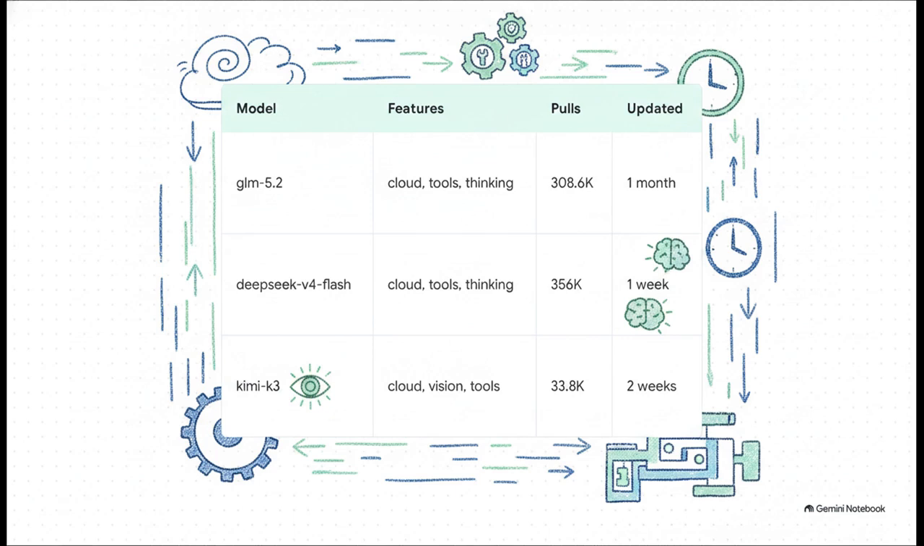But check out Kimi K3. It actually adds vision into the mix too. And definitely pay attention to that last updated column. We're looking at updates from just a week to a month ago. That tells you this engine room isn't gathering dust. It's actively maintained, incredibly specialized, and moving fast.